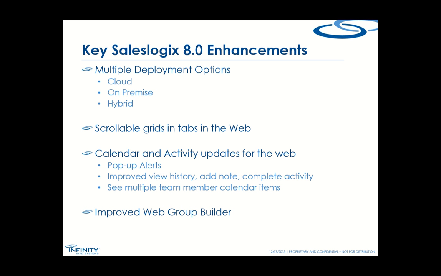There have also been several modifications and enhancements to the activity and calendar, including pop-up alerts in the web. So that way, if an activity is happening, it's not hidden in the background anymore. It's popped right up on top of the screen. Improved the history and adding notes and completing activity screens, and allowed access to see multiple team member calendar items. So when you're within the SalesLogix web and you're looking at the calendar, you can actually look at multiple users at a time, as opposed to in the past where it's been one person at a time.